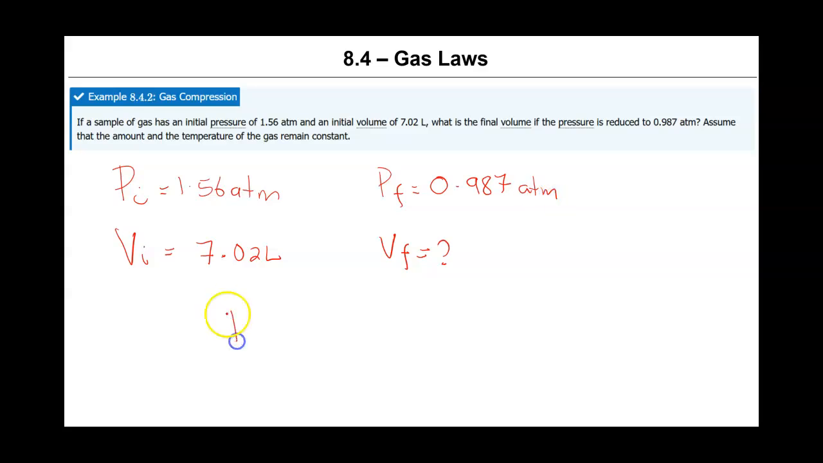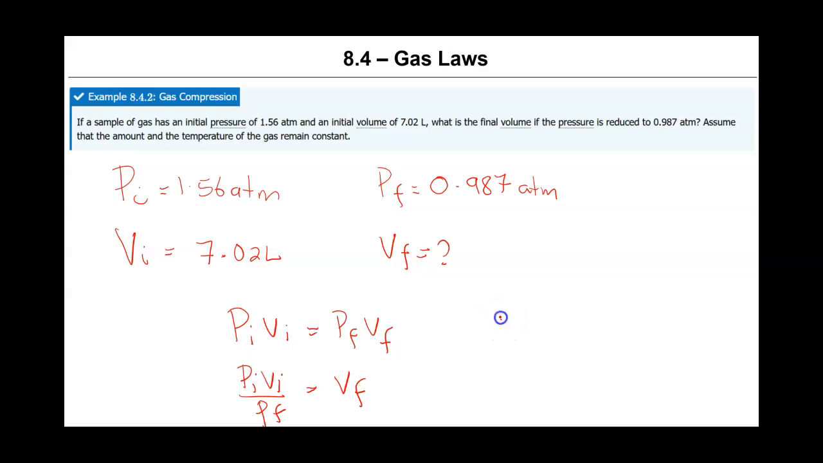So I always like to write out the formula symbolically. And then we want to reorganize to solve for VF. So I'm going to divide both sides by P final. Let's tidy that up. And then now I can just put my numbers in.